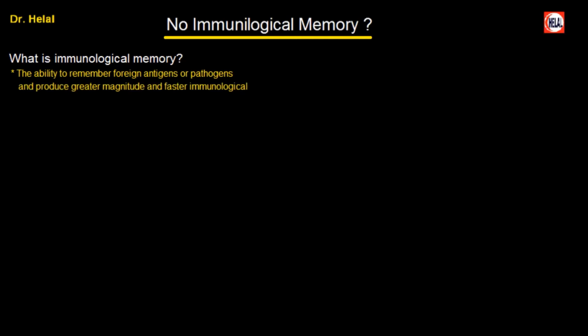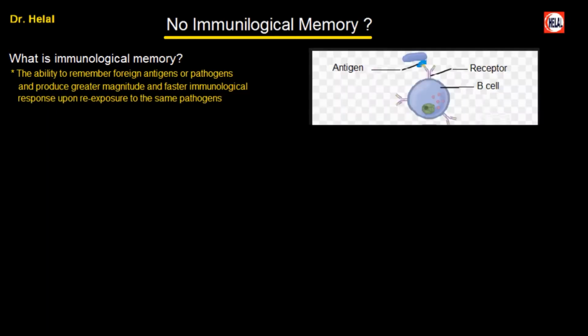Immunological memory. What is immunological memory? It's the ability to remember a foreign antigen or pathogen and produce a greater magnitude and faster immunological response upon re-exposure to the same antigen. Let us see in the picture how it works.